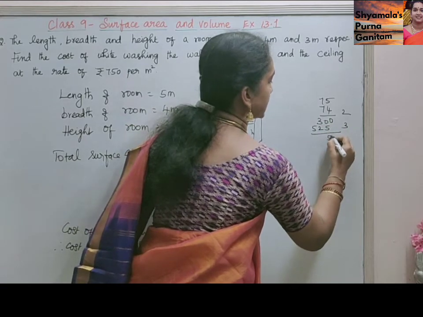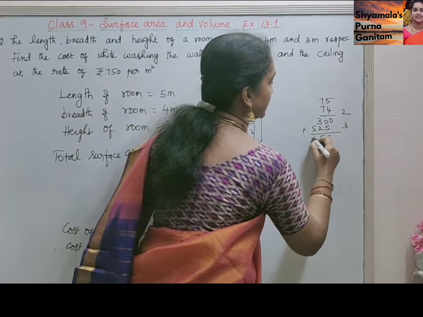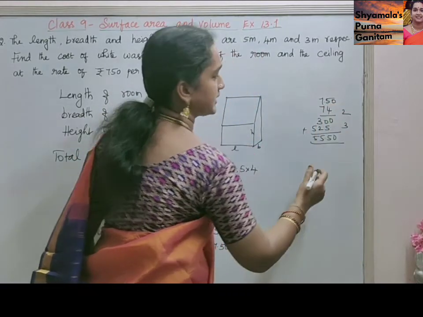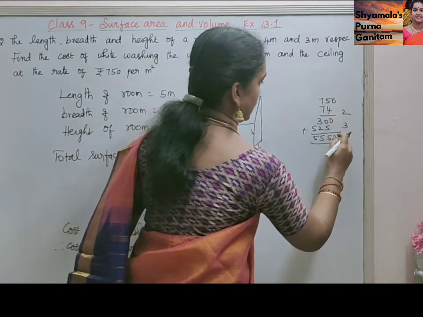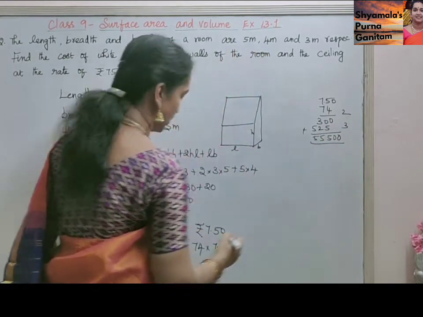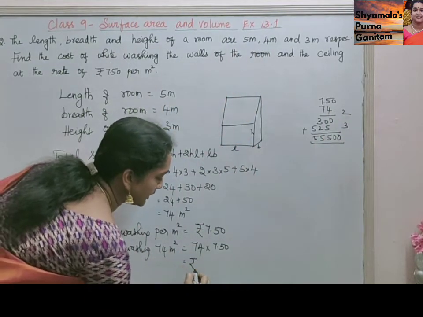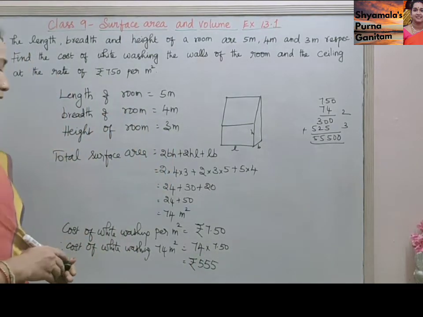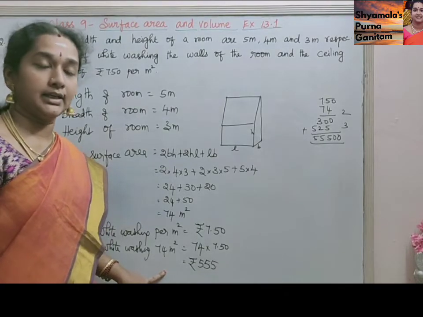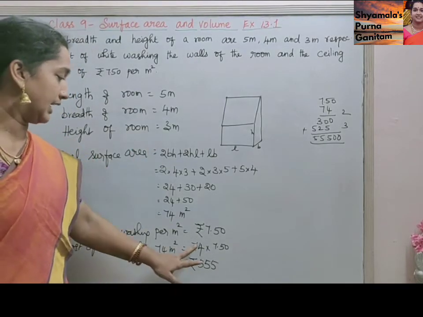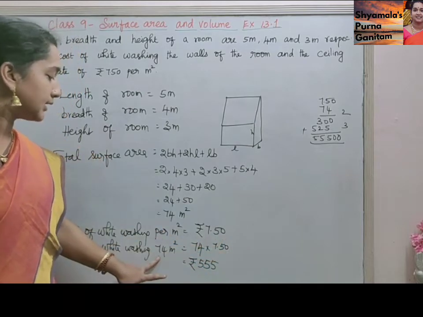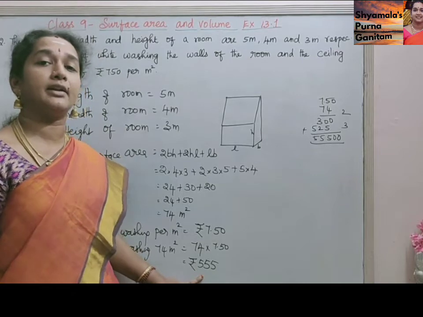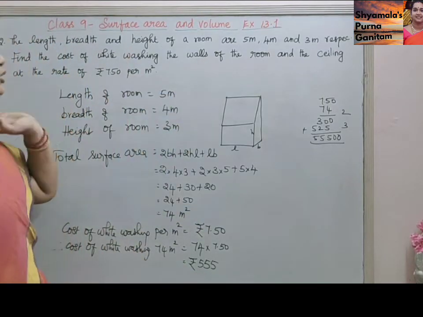So when we find the sum of this, we will get, so this is 2 decimal places. So 5 4s are 20, already 1 zero. So total is rupees 555. So this is the total cost of whitewashing the area of the given room at 7 rupees 50 paise. The area of the room is 74 meters squared. So the total cost is 555 rupees. That is the thing we are asked to find. Okay.